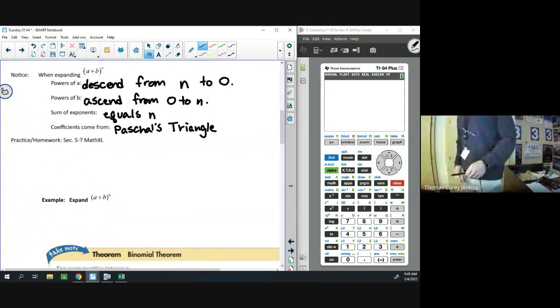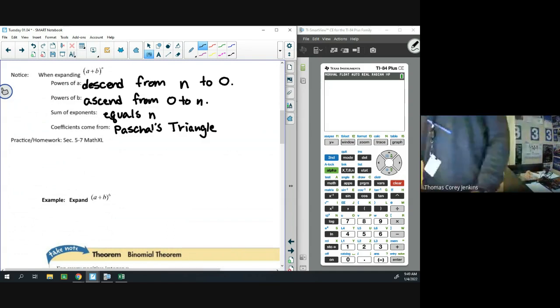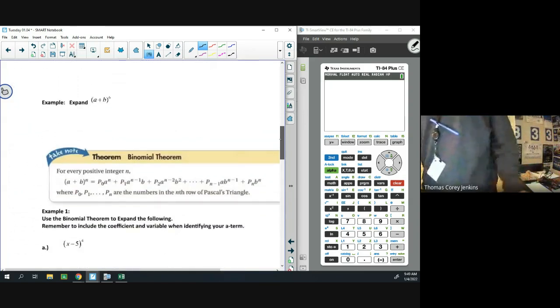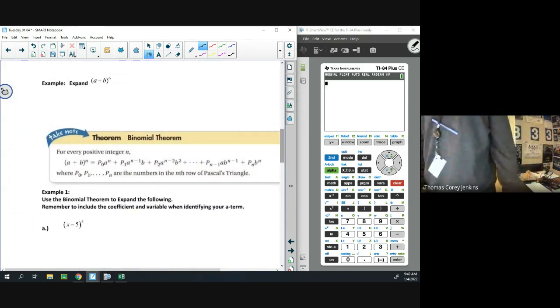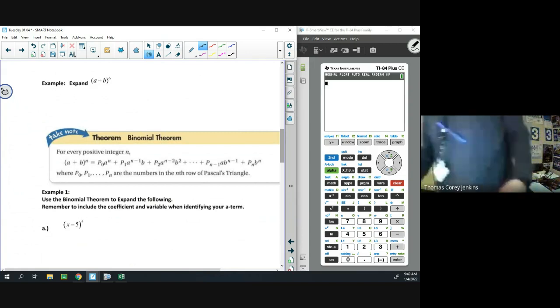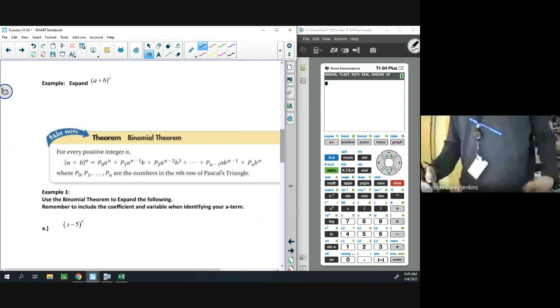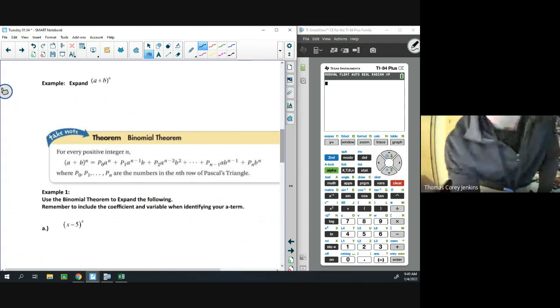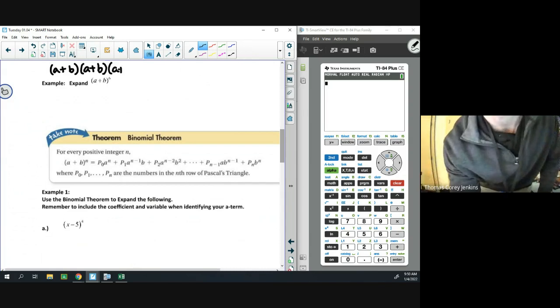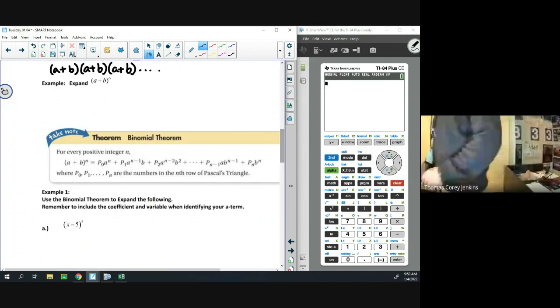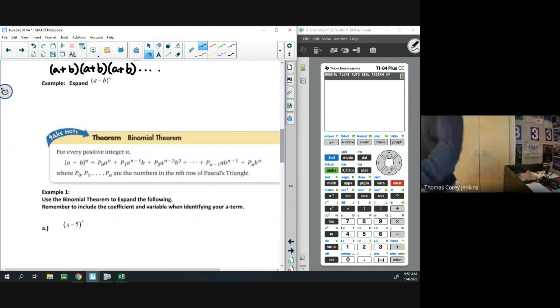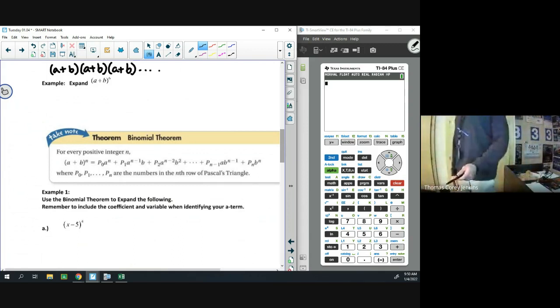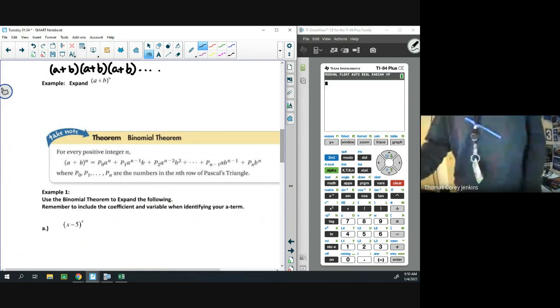All right, so let's go ahead and do an example of this together. We'll expand (a + b)^6. And remember why we would want to know this shortcut: if we didn't have it, we'd take (a + b) times (a + b) times (a + b), and you just have to keep going, and it would take forever. You can imagine how time-consuming that would be. So this is a shortcut to alleviate some of that time.